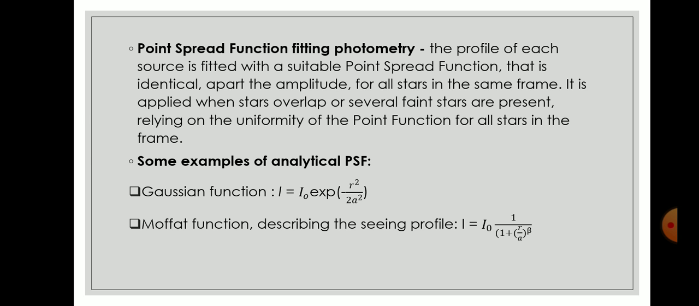Next is the point spread function fitting photometry. The profile of each source is fitted with a suitable point spread function that is identical, apart from the amplitude, for all stars in the same frame. It is applied when stars overlap or several faint stars are present, relying on the uniformity of the point spread function for all stars in the frame. Some examples of analytical point spread function are the Gaussian function and the Moffat function describing the same profile.